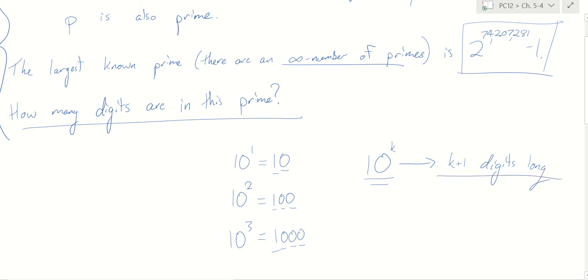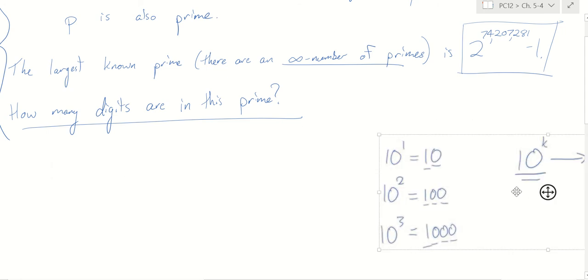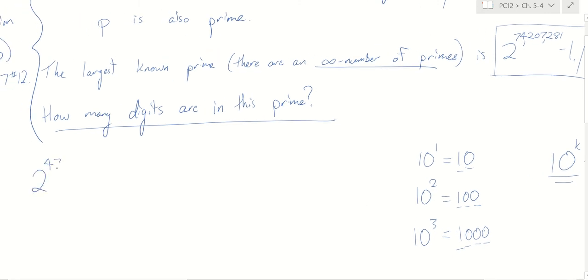So if we can write this in terms of a power of 10, then that will give us our answer. So let's do that. Let's try to write this in terms of a power of 10. Again, this is more of an abstract sort of pure math question. So our goal is to write 2 to the power of 74,207,281 minus 1. We want to at least write this in terms of base 10. And we can do that.